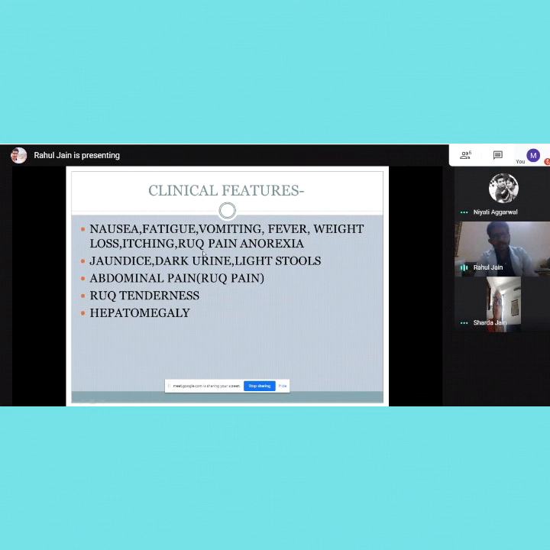Then right upper quadrant pain, because the right upper quadrant just overlies the liver. So whenever there's liver capsule inflammation, there will be right upper quadrant pain or abdominal pain. Even right upper quadrant tenderness is associated with it, that whenever we press the skin over the liver, it will be tender. Then anorexia, the patient won't feel hungry.